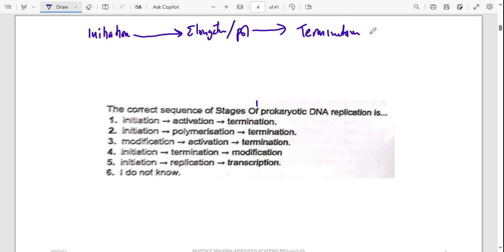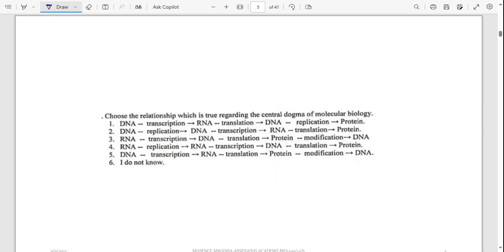And then after that, we are going to have modifications. That will be the last stage. This modification, if it is transcription, we call them post-transcriptional modifications. If it is translation, post-translational modifications. So which one is going to be the answer? It is initiation, that is the first thing, polymerization, and then termination. Okay, so that is option 2.